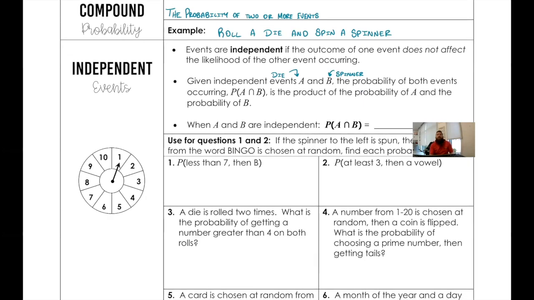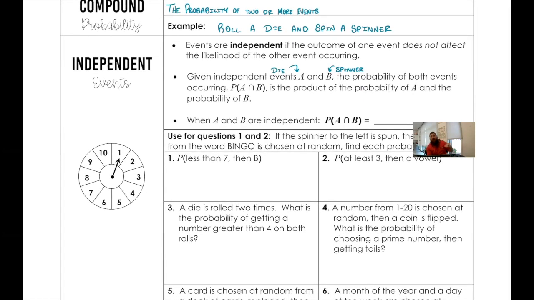So the probability of both events occurring. So you get probability of A and B. So remember, that's our union symbol. So that's our union symbol. That is our intersection.